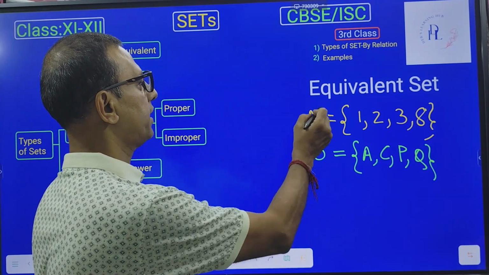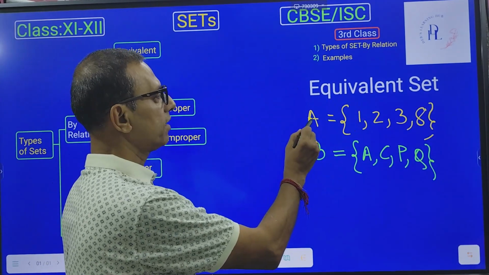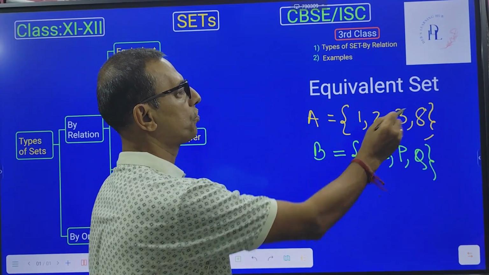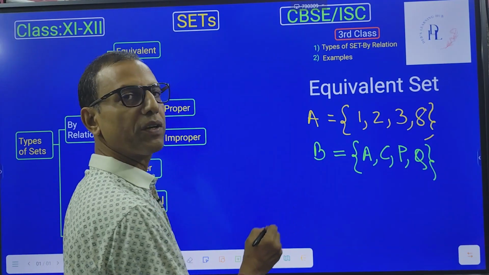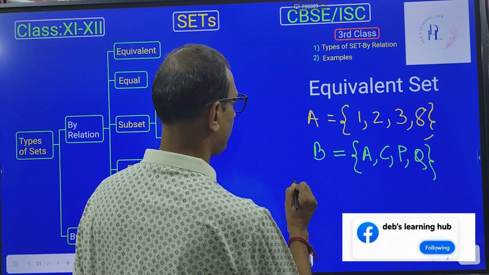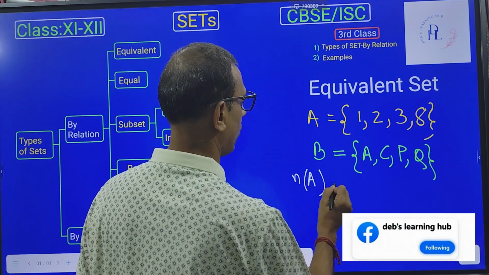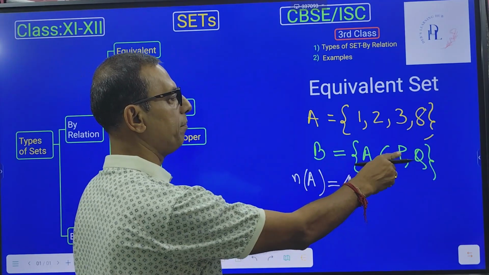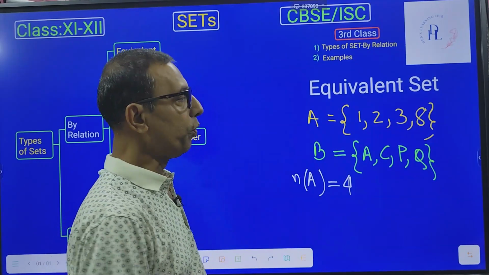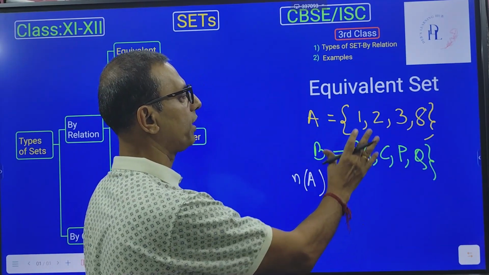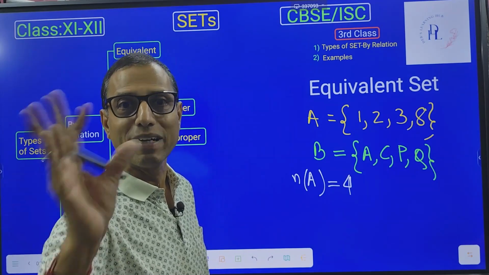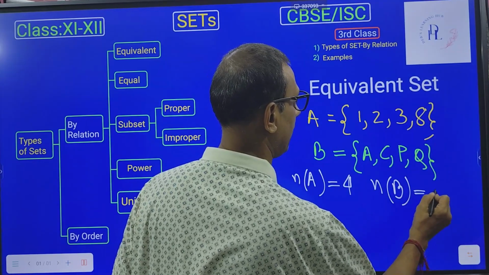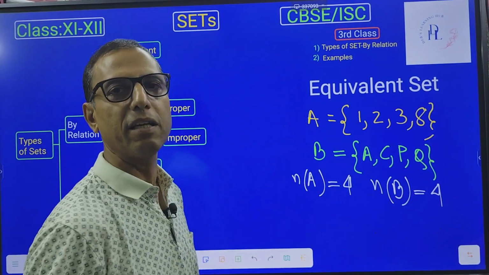So let's see the example. Equivalent set. Set A is in tabular form and has elements 1, 2, 3, 8. How many elements? The number of elements is 4, so the order of set A is 4. What is the order of set B, where you have the elements a, c, p, q? We don't care what the elements are. For equivalent sets we care only about the order of the set, the number of elements within it. So the order of set B is also 4. That means set A and set B are equivalent.